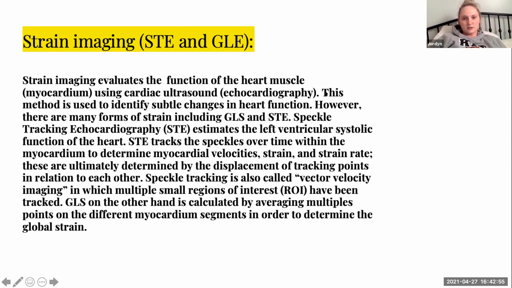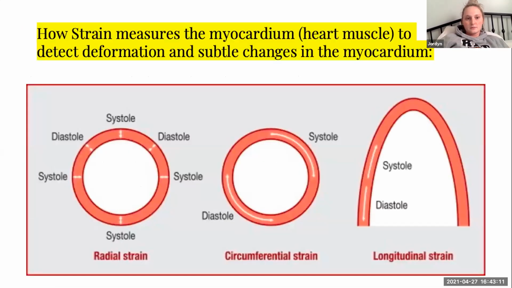But it detects a lot of subtle changes as well with other subclinical diseases. It tracks the heart muscle velocities. So if one area is down, it'll change to a different color. And these are the 3 ways that it measures those deformation changes of the heart muscle. It's radial strain, circumferential strain, and longitudinal strain.